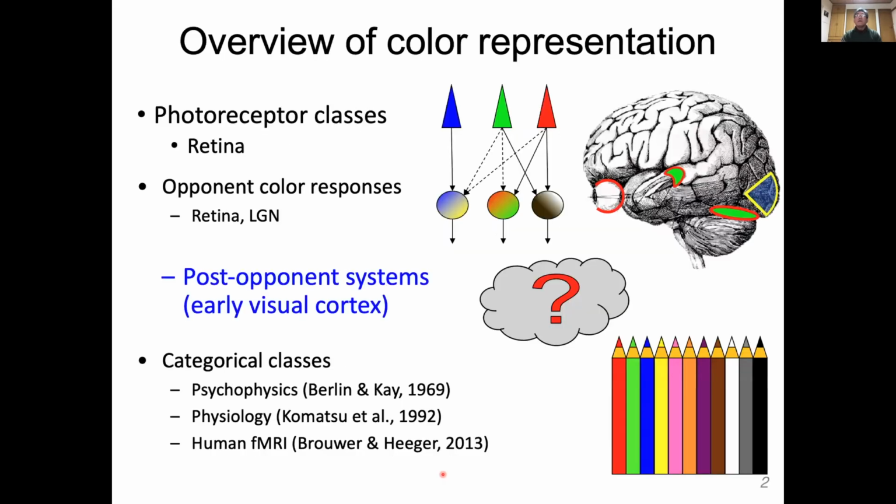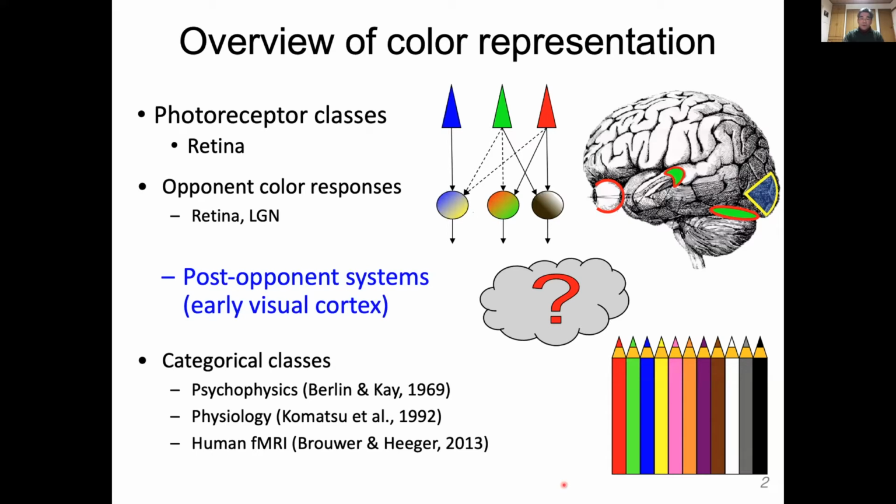This is an overview of color representation. As you know, color representation starts with three types of cone photoreceptors, which is converted to cone opponent responses in retinal ganglion cells, then transformed into some kind of signal, and finally reaches a categorical signal in the brain for communication or memory purposes. I have been interested in how the color signal is transformed in the post-opponent system in the brain, and I would like to introduce some of our recent struggles with this issue.